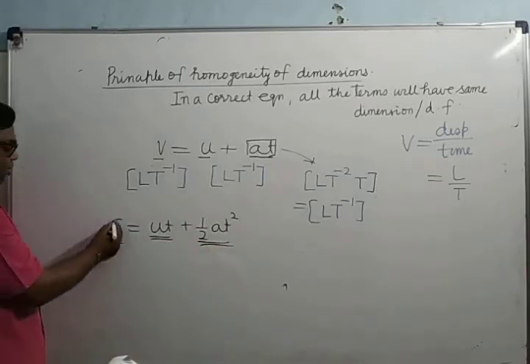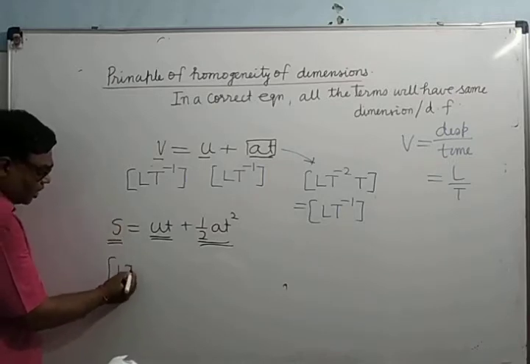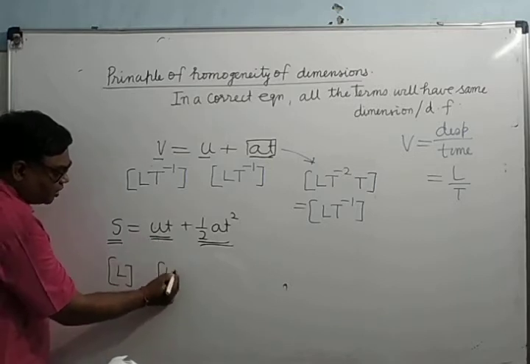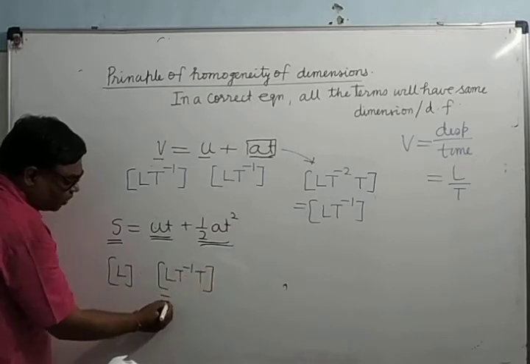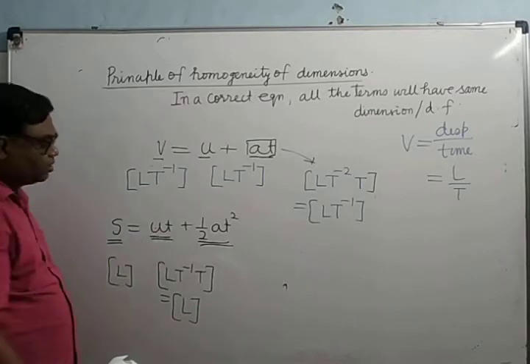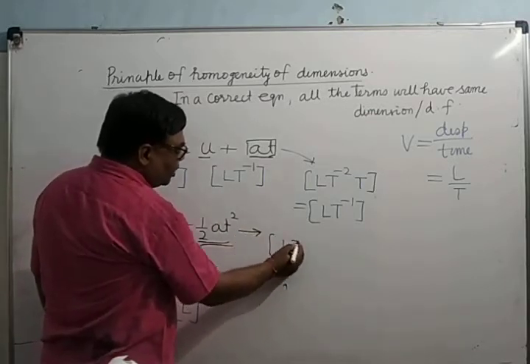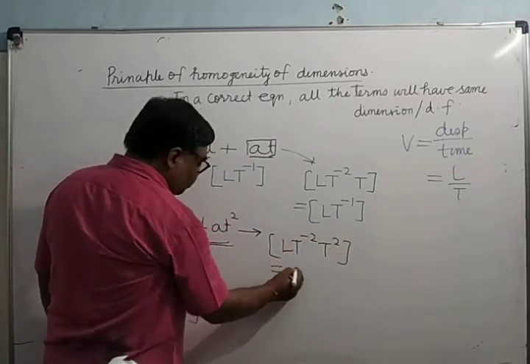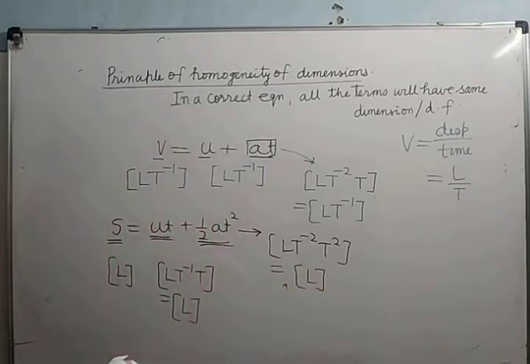How will you find? This is distance, so its dimensional formula is L. Here ut: u is LT minus 1 and t is T, so when you simplify, it is L. Then half at square. Half does not have any dimension. a is LT minus 2 and t square, so simplifying, it is L. So all the terms have the same dimension.